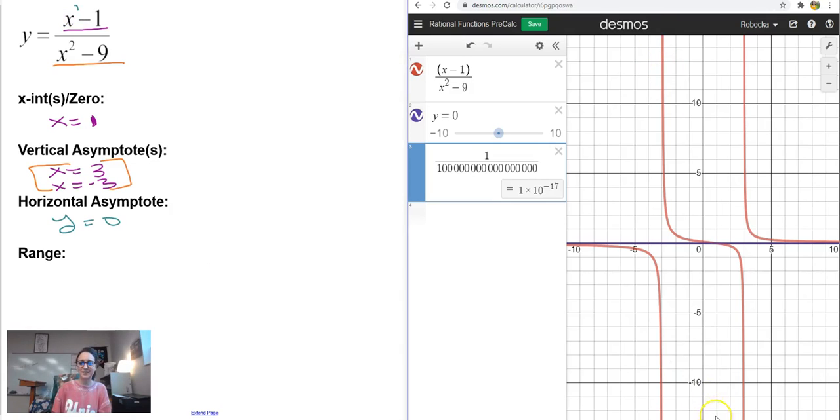All right, so now let's look at the range. If you look at this middle piece here, you can tell that all the y values are covered. So the range is going to be negative infinity to positive infinity.